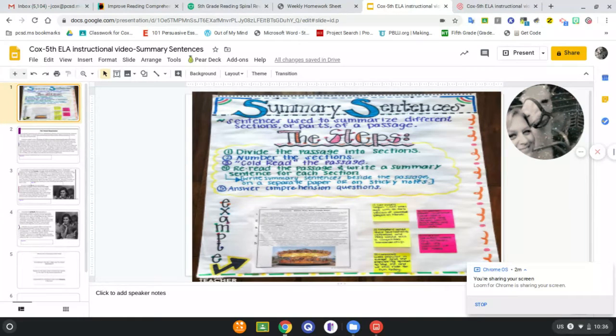You're going to divide your text or your passage into sections. Then you're going to number those sections. And then we're going to do a cold read of the passage. And when we cold read, it means that we haven't seen it yet, and we're just going to try to read it and try to understand just the gist and the main idea of the text. And then we will reread the passage, and we'll write a summary sentence for each section. And then after that, we will be ready to answer those comprehension questions.